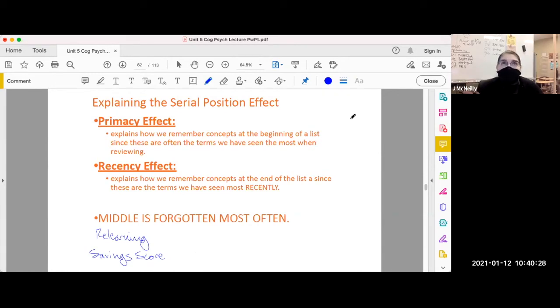All right, so primacy effect is how we explain the serial position effect and remembering the first items in the list. Recency effect is the items that we've seen most recently. Again, the middle is forgotten the most often. Now, relearning, that's exactly what it sounds like. Relearning is information that we already knew.